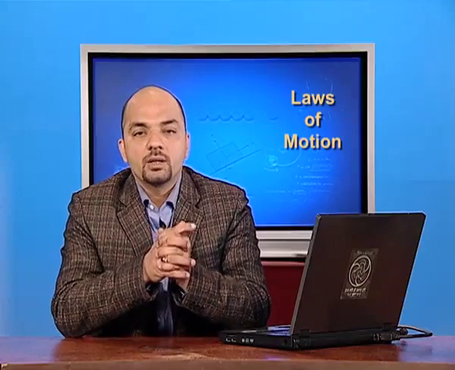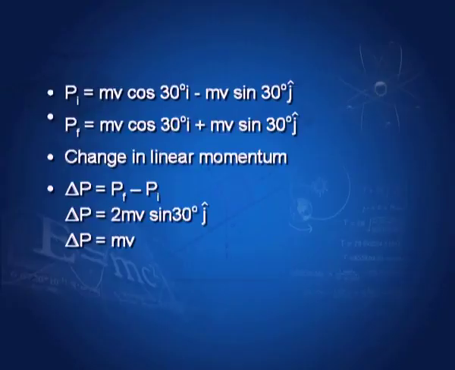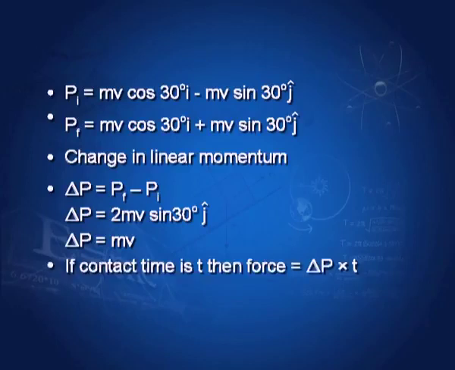Substituting the value of sin 30, we get delta p equals m into v. Now, if the contact time is delta t, then force equals delta p upon delta t. So, F equals mv upon t.